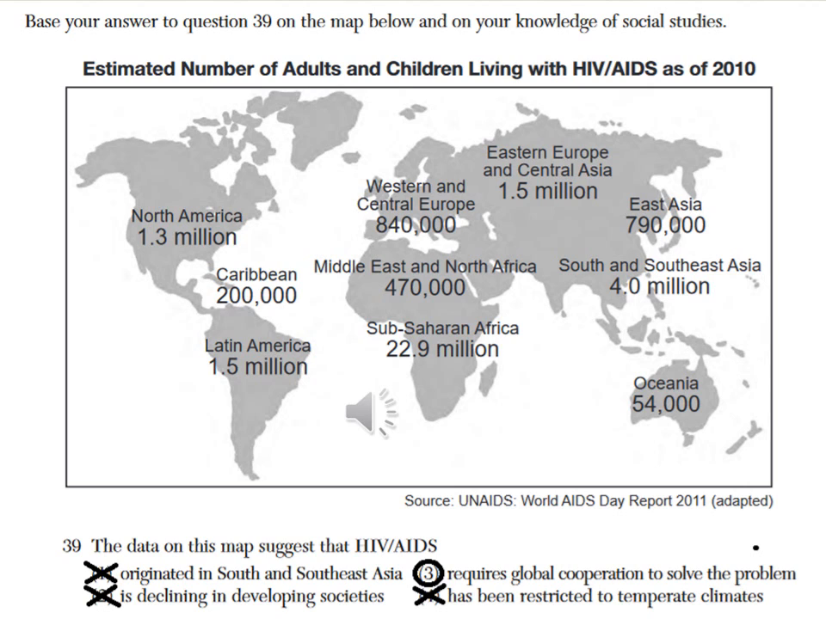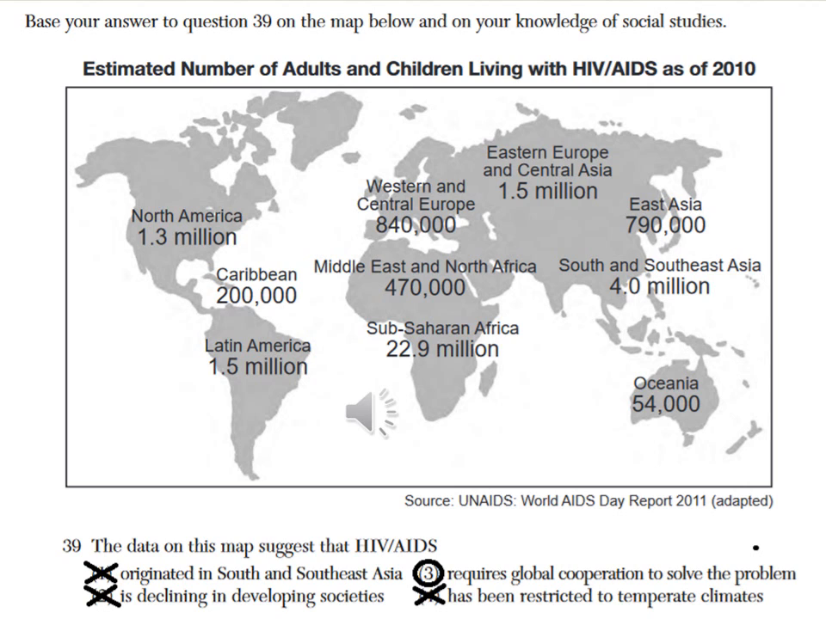South and Southeastern Asia. Absolutely not. I mean, you can't see where it originated based on the map. Is it 2? It's declining in developing societies. Once again, you can't tell by the map. Is it 3? It requires global cooperation to solve the problem? Of course it does. Because it's a global problem. It's everywhere. It's all over the world.